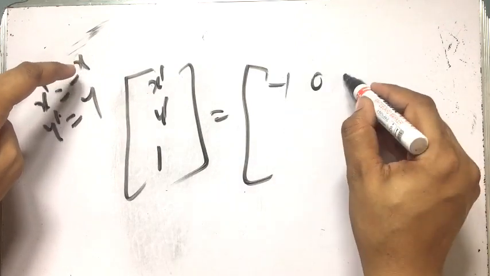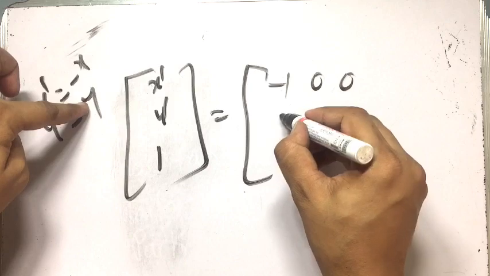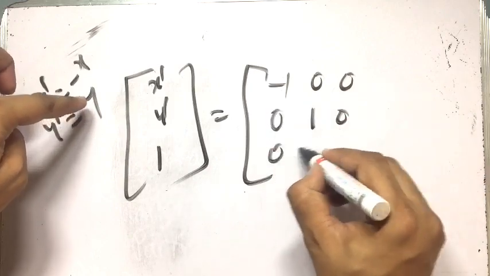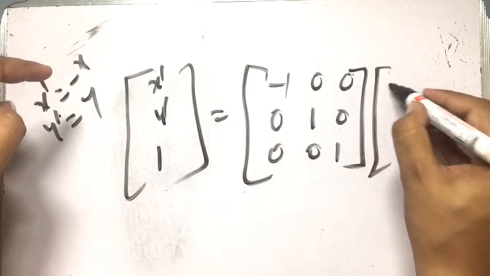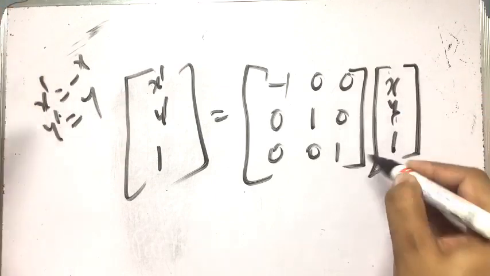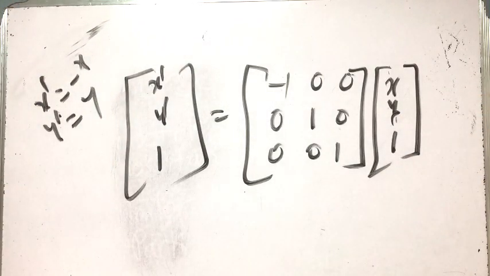There is no y term and 0. Value of x is not present here. Y is 1 and 0, then 0, 0, 1. This is the reflection matrix in x and y. This is the representation of the matrix for the y-axis mirror.